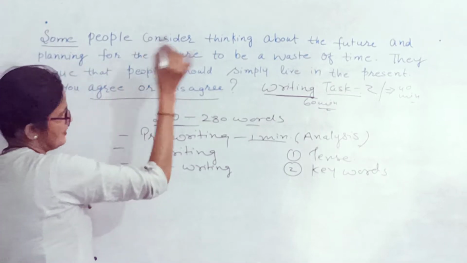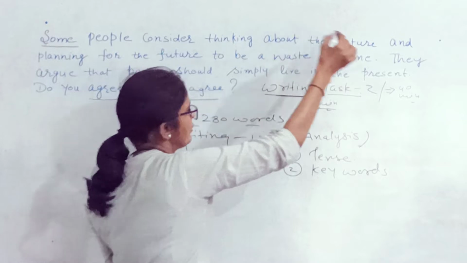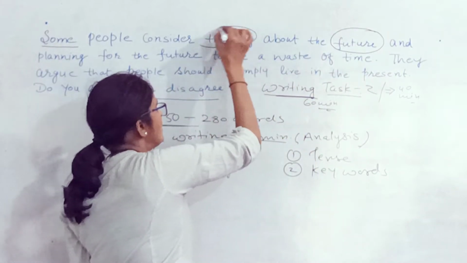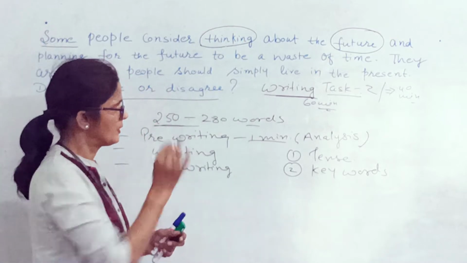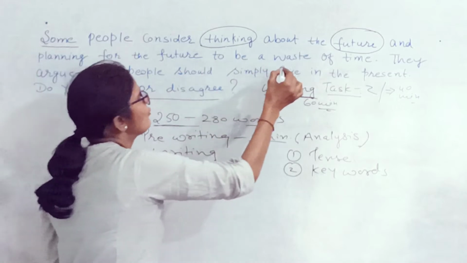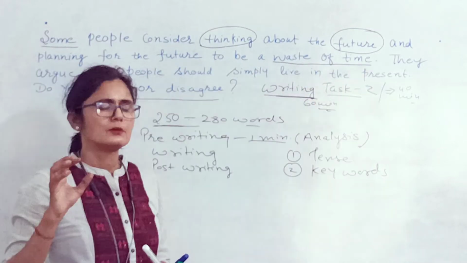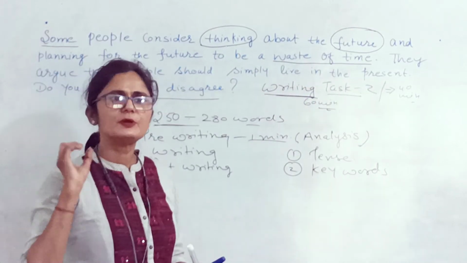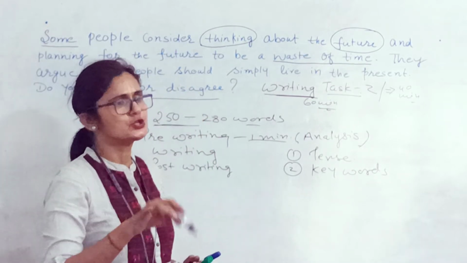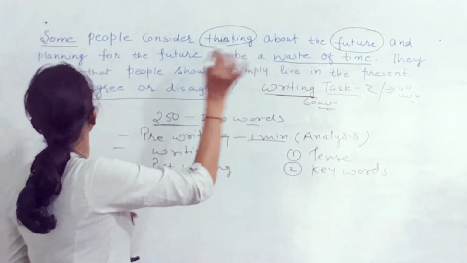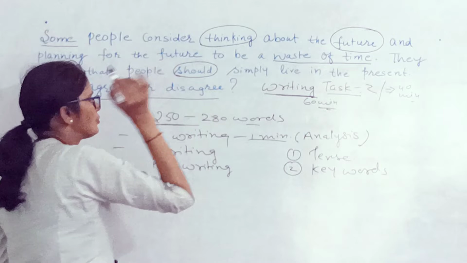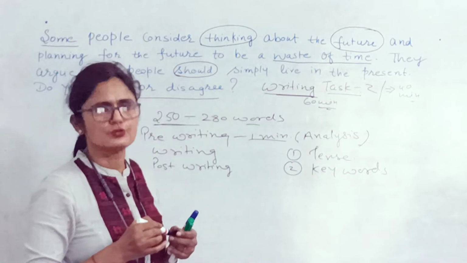Some people consider thinking about the future, so your keyword is thinking about the future, and planning for the future to be waste of time. So the keyword is, if you think for the future or plan for the future, this is waste of time according to some people. They argue that people should. So the modal auxiliary is should.